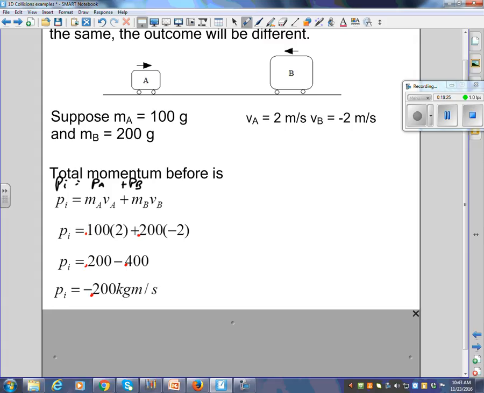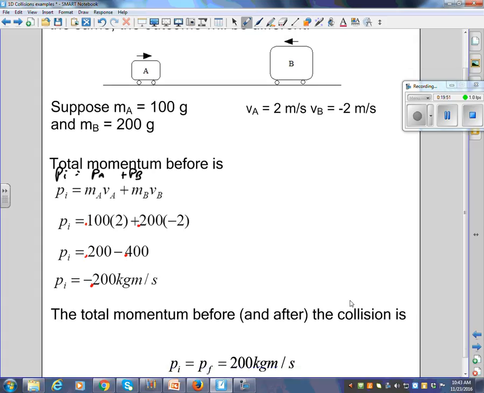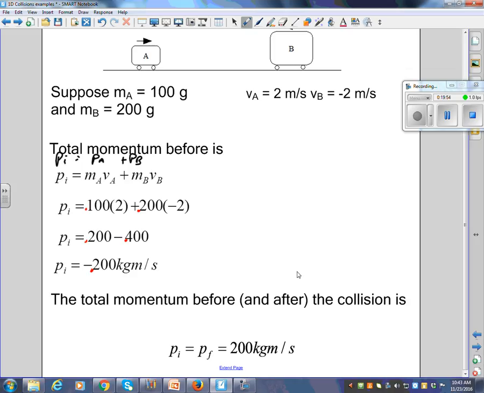So the total momentum before is not 0, which automatically tells you that when they collide, the velocity will not be 0. It will not be stopped because it wasn't 0. Does that make sense, Sarah? Good? Okay, so now let's find out what's happening after. The total momentum before and after, P_i and P_f, are the same, is that 0.2.